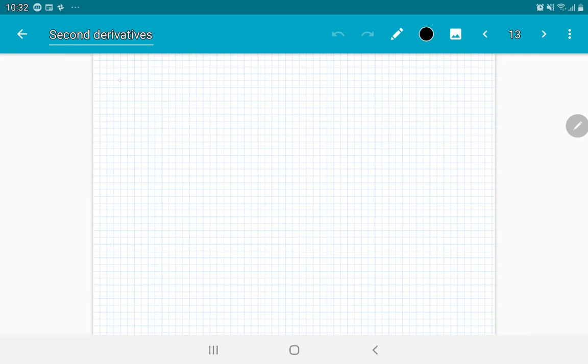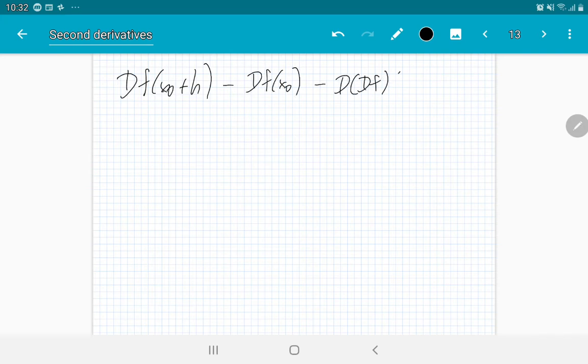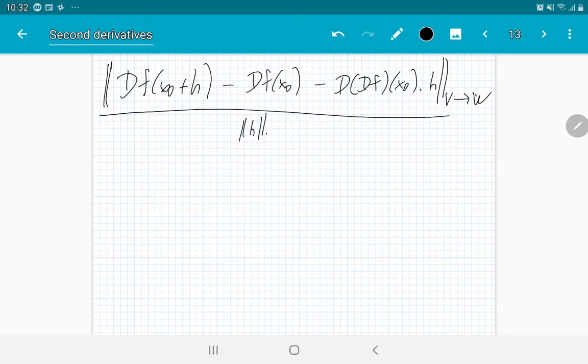So we have the following: df at x naught plus h minus df at x naught. Let me write it in the language of derivatives: df at x naught applied to h. These are elements of L(V,W), so you have to use the right norm. So when you divide by that, everything should go to 0. And that's if and only if 1 over the norm of h, v.